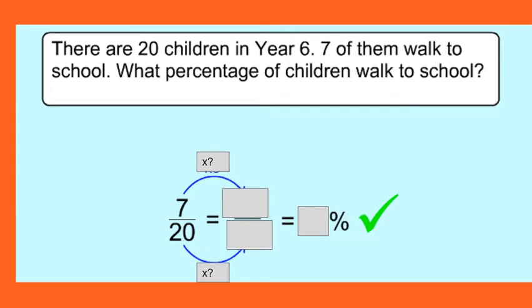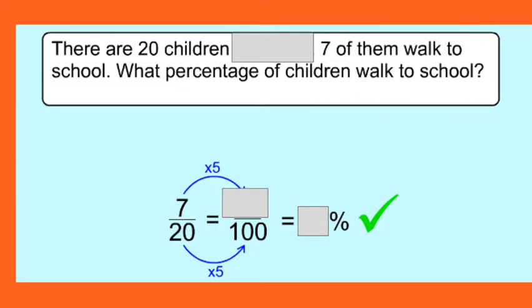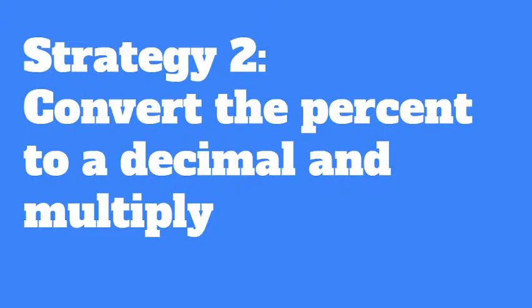Well, the first thing I'm going to do is understand that my number 20 can be changed to 100, okay? And I'm also going to get rid of that information inside of the directions. This year 6 is not that important. If I understand that 20 can be converted to 100, all I do is multiply 20 by 5 to get 100. What I do on the bottom, I also need to do on the top. So 7 times 5 equals 35. And 35 over 100 equals 35%.